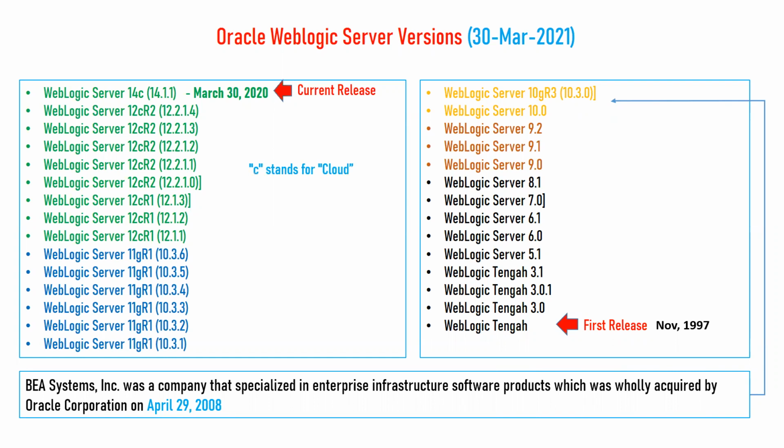It is the current release, and C stands for cloud computing, in 12c or maybe 14c. And in 11g versions, 11g R1, g is referred to as grid computing. So 12c started from 12.1.1 onwards, and 11g started from 10.3.1 versions.